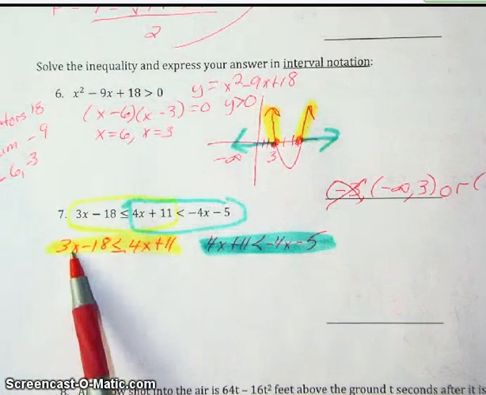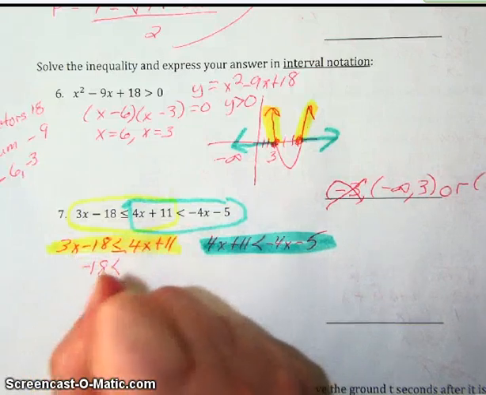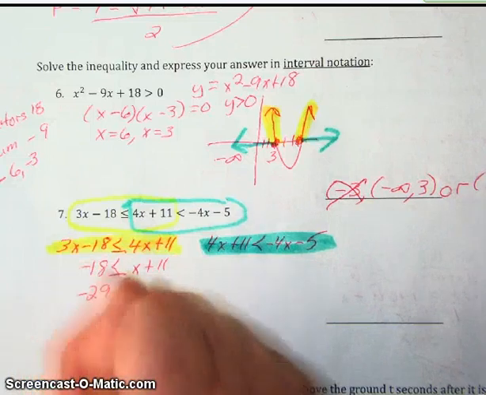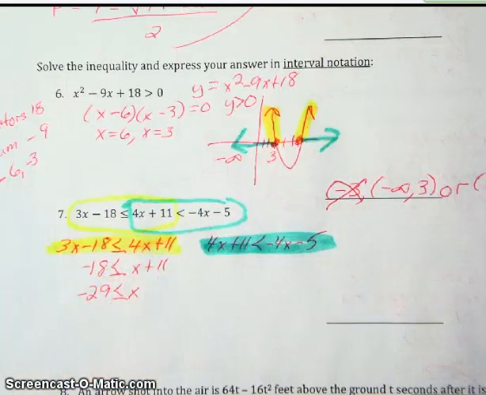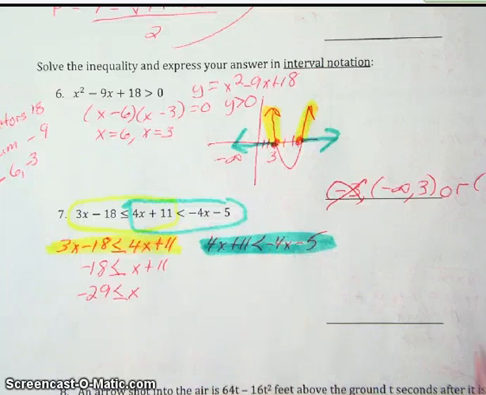I'm going to first subtract 3x from both sides. Then I'm going to subtract 11 from both sides. And over here, I'm going to add 4x to both sides.